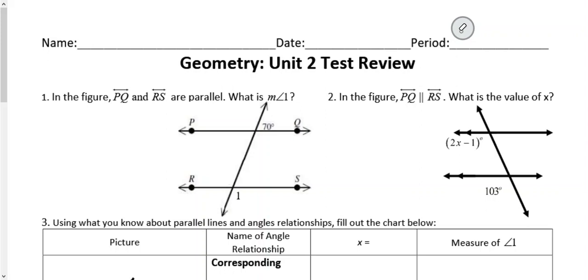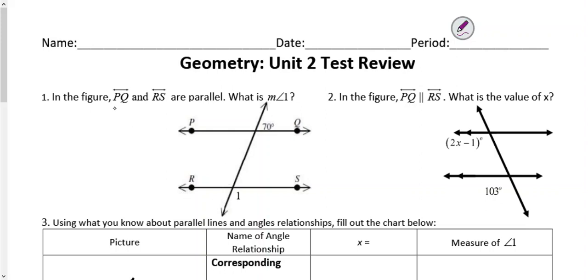Okay, today we're going to be going over your Unit 2 review, the review guide. Remember, with this video you are allowed to pause it, you can rewind it, you can fast forward it. This is yours to use to help you work through the Unit 2 test review.